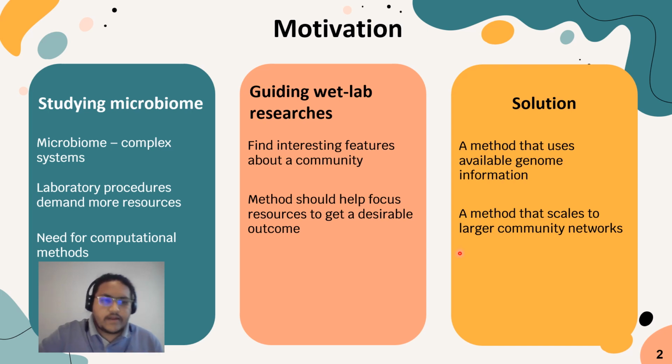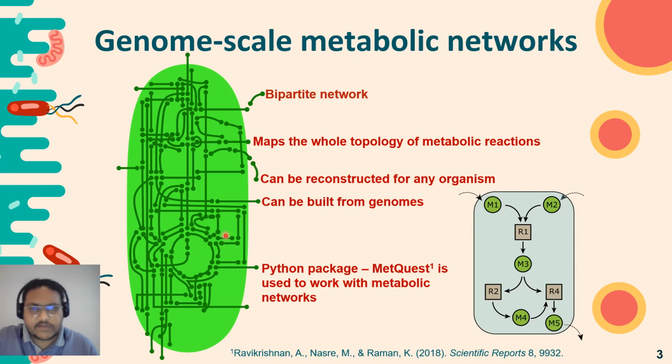So to attain these goals, we need a computational method that uses only the available genome information and is also scalable to accommodate large community networks. To achieve this task, we use something called genome scale metabolic networks. These are bipartite networks. They map the whole topology of metabolic reactions in an organism. These can be constructed for any organism given we have the genome information. In this protocol, we use a special Python package called MedQuest to work with these metabolic networks.